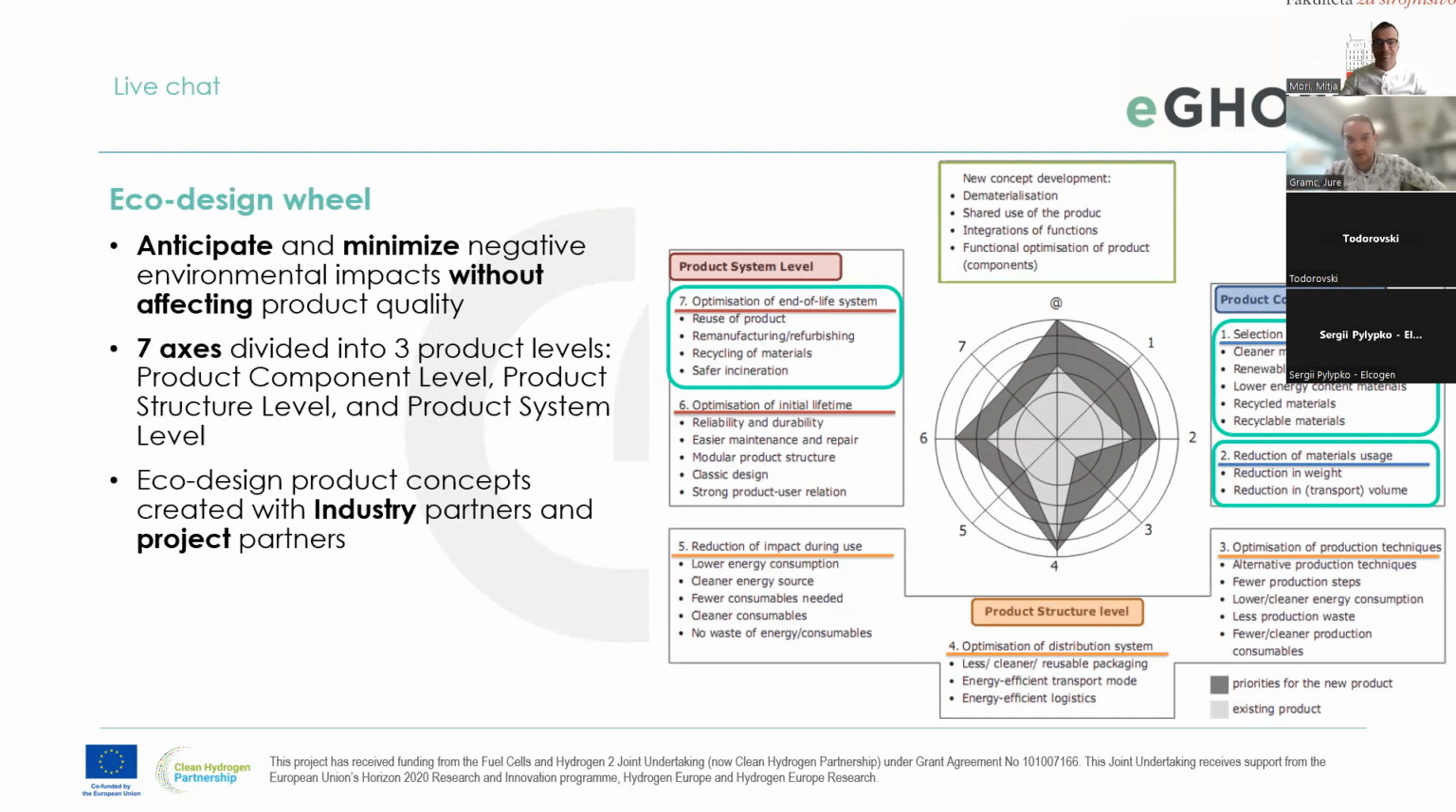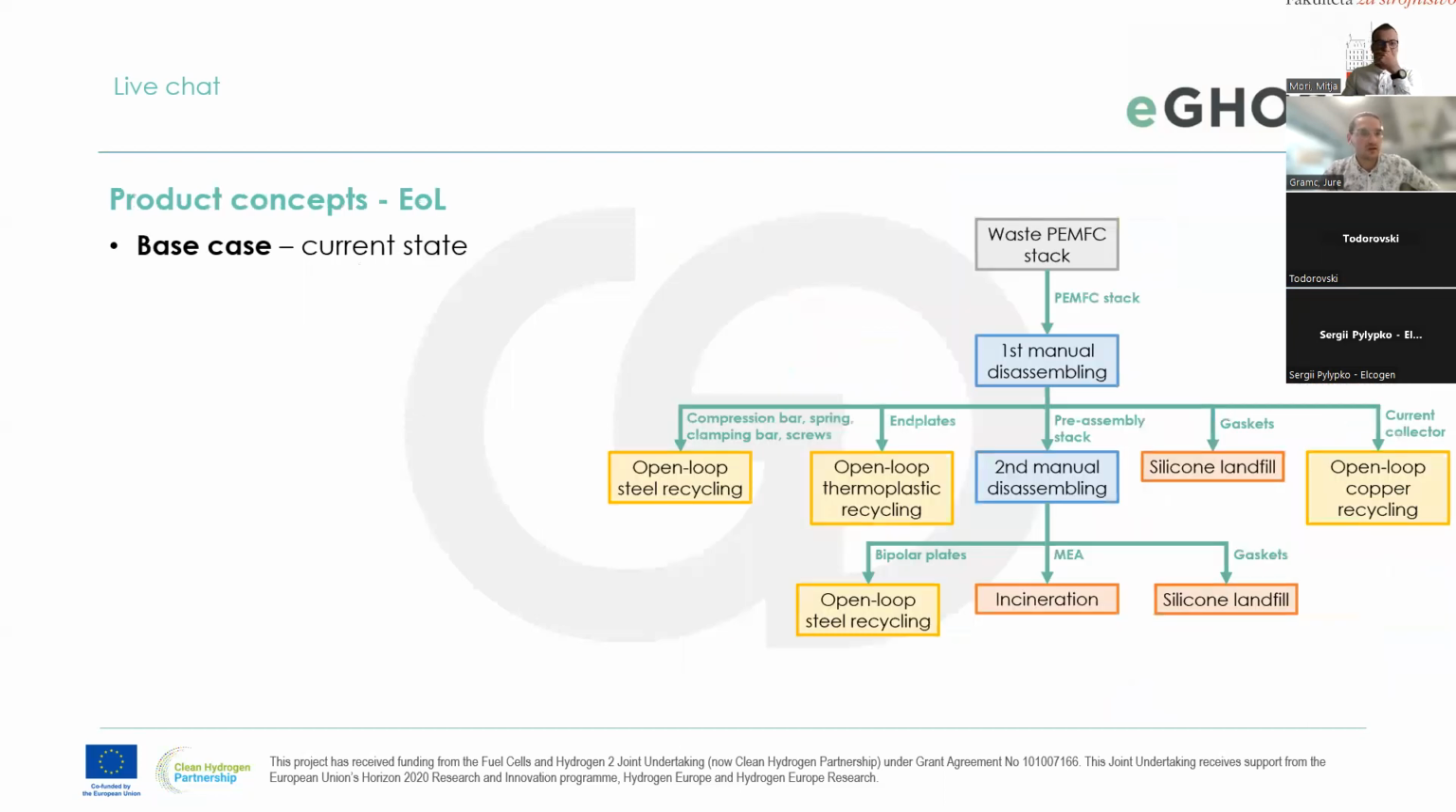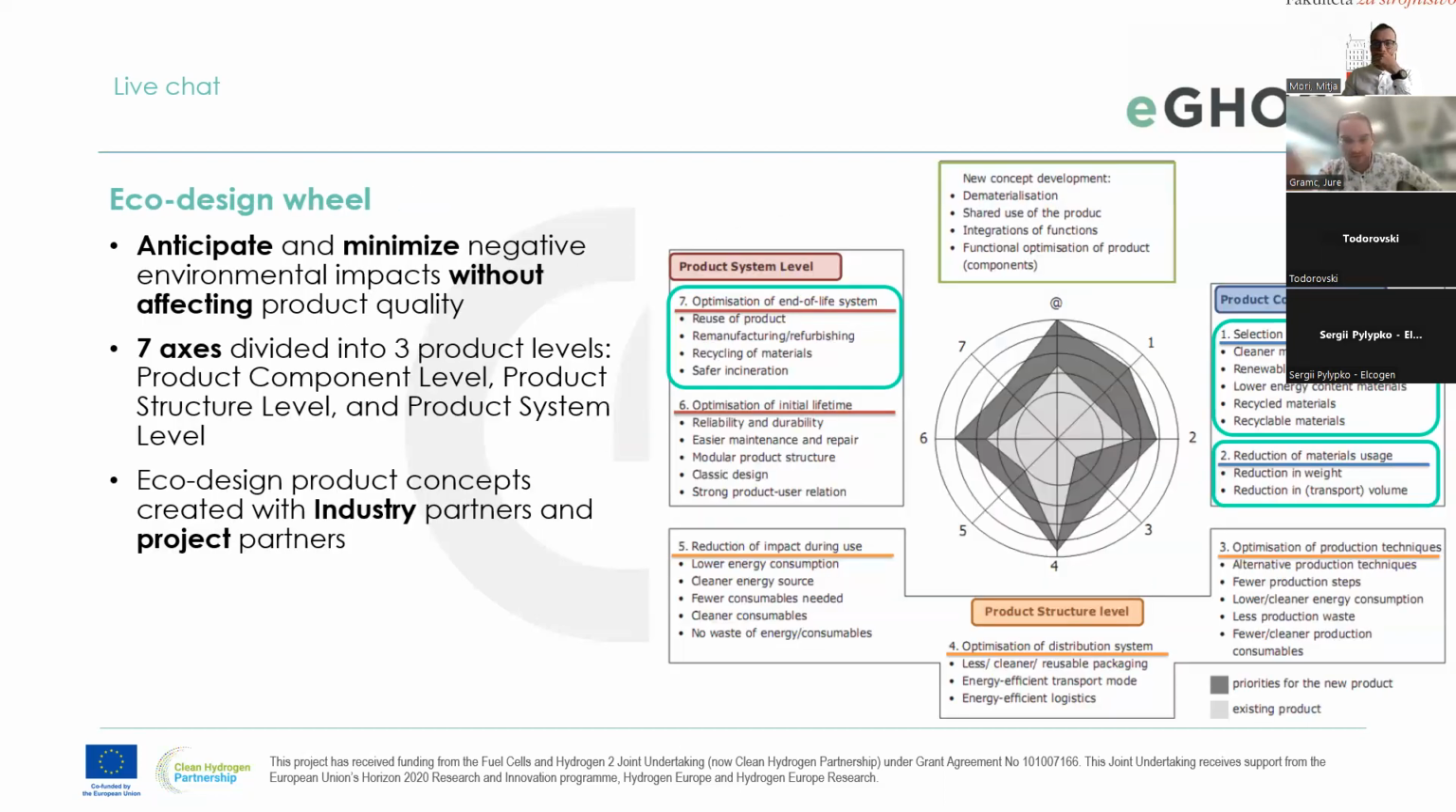So with this eco design wheel, we developed different product concepts together with industry partners and other project partners in eGHOST. As you can see, there are 7 axes, but today we will focus only on end of life. So we will only focus on X1, X2, and X7. Those axes are highlighted with green boxes. So we will focus on the selection of low impact materials, the reduction of material usage, and optimization of end of life system. That will be our focus today.